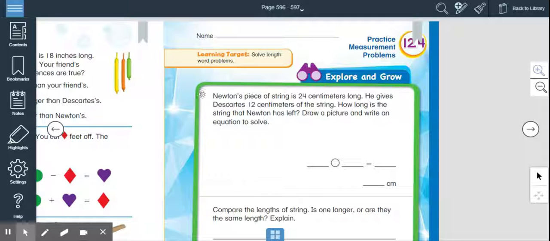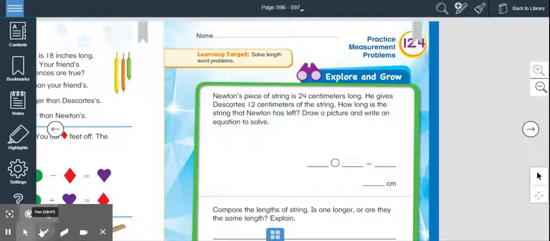Explore and Grow. Newton's piece of string is 24 centimeters long. And I'm going to get my pointer. He gives Descartes 12 centimeters of the string. How long is the string that Newton has left? Draw a picture and write an equation to solve.